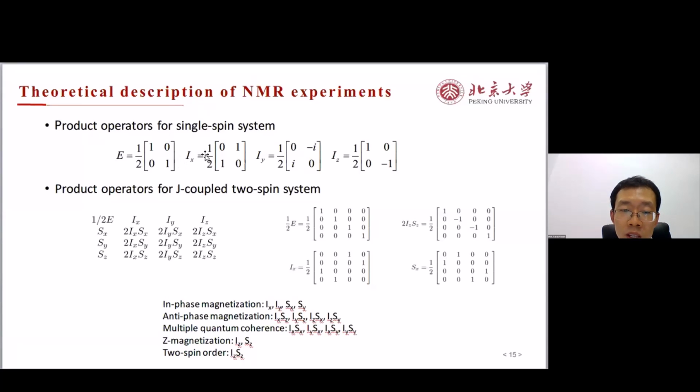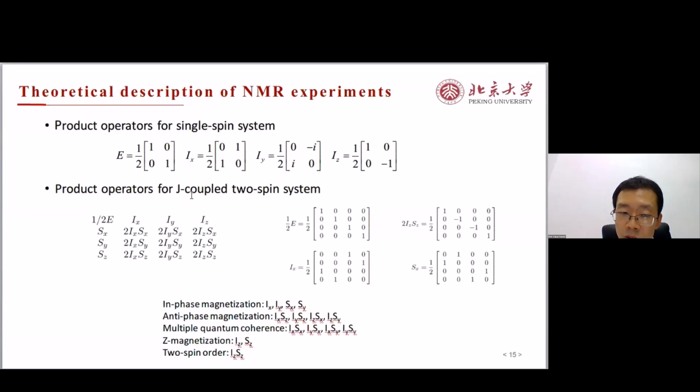If we have just a single spin system, then we just have four operators: the identity operator, and the X, Y, and Z components of magnetization. So the relationship between operator and density matrix is very clear.